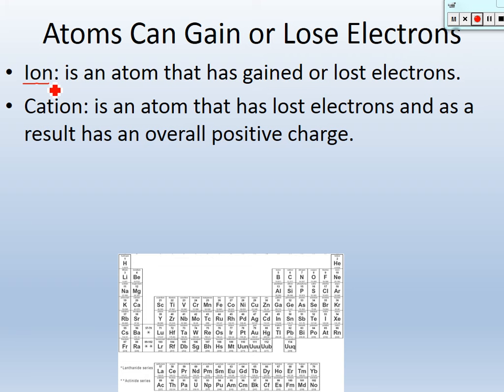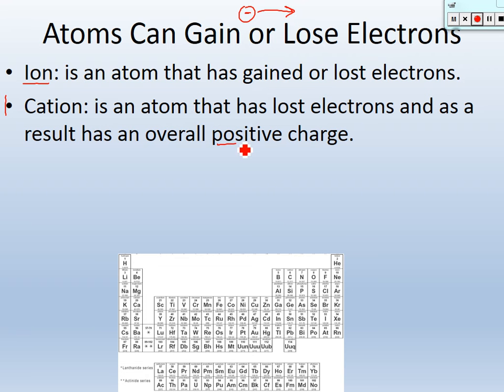Well, there's two types of ions, okay? The first type is called a cation. A cation is an atom that has lost electrons. And what charge would you have, guys, if you lose an electron? Positive. Okay, let's get this straight. What charge does an electron have? It has a negative charge. Well, if you're an atom and you lose an electron, what charge are you going to have? Positive. You're going to have now a positive charge.